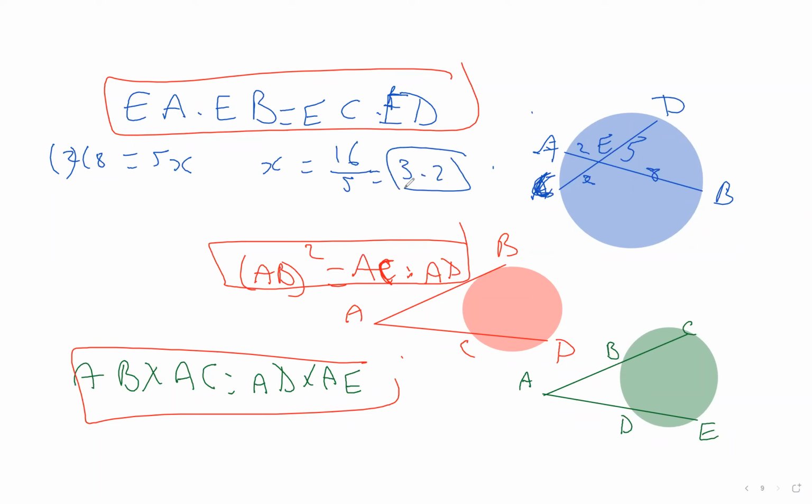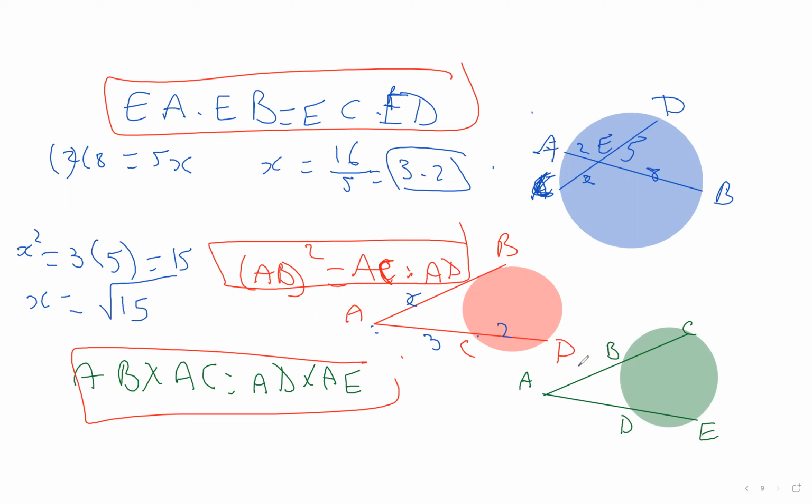If this one is 3, and this is 2, and this is x, then AB squared, which is x squared, equals 3 times 5. Where is 5? 5 is AD, because we need AC times AD. Don't write 3 times 2. Are you with me? Then x equals square root of 15.